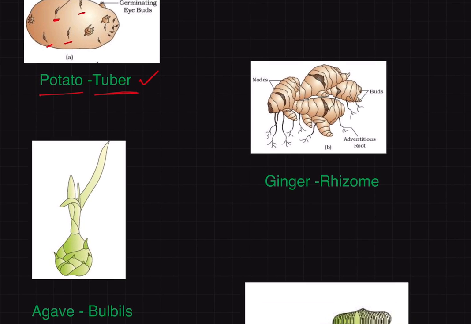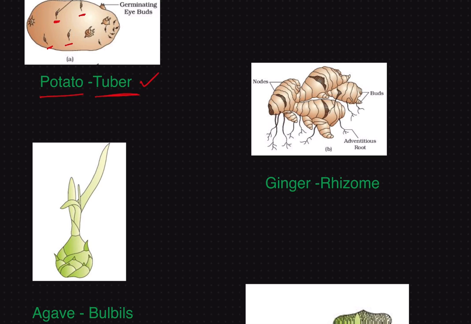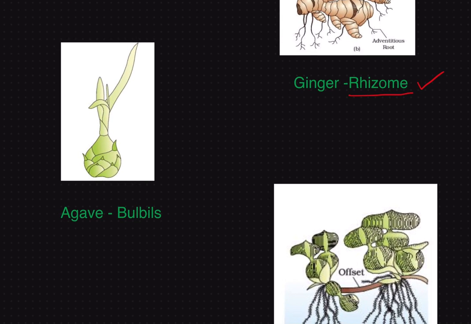And coming to ginger, ginger is a rhizomatous stem, that means a root-like stem that is located just below the soil. Ginger also propagates with the help of this modified stem called rhizome, right. Now, the next one is agave. Agave propagates with the help of special vegetative propagules called bulbils. So, this structure is called a bulbil, right.